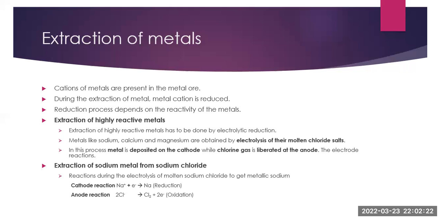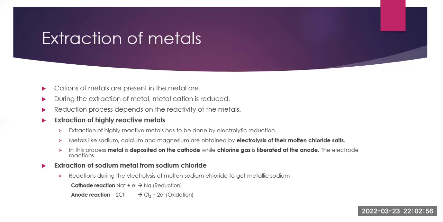Extraction of sodium metal from sodium chloride. We see the electrode reaction here. Reactions during electrolysis of molten sodium chloride to get metallic sodium is, at cathode, the reaction is we have sodium ion, that is Na+, gaining an electron, thereby giving sodium metal. As the sodium ion has accepted an electron, we say that it is reduced, and at cathode, reduction has taken place.